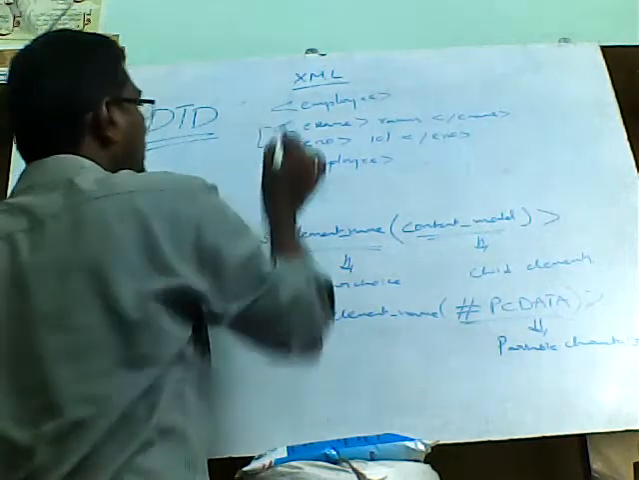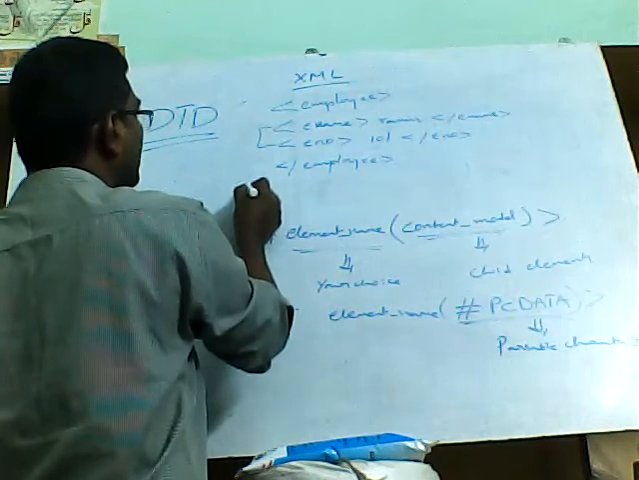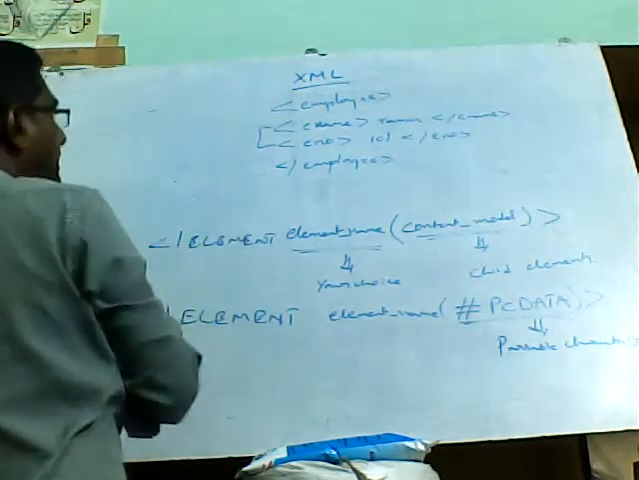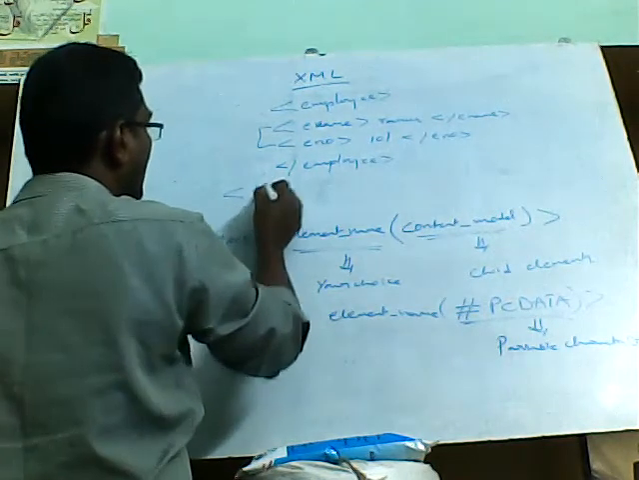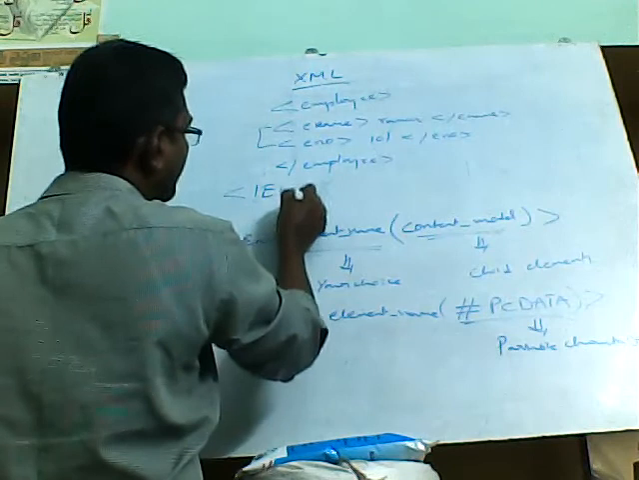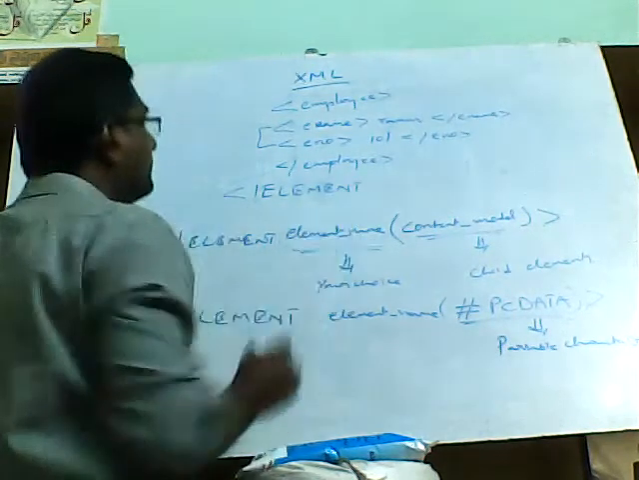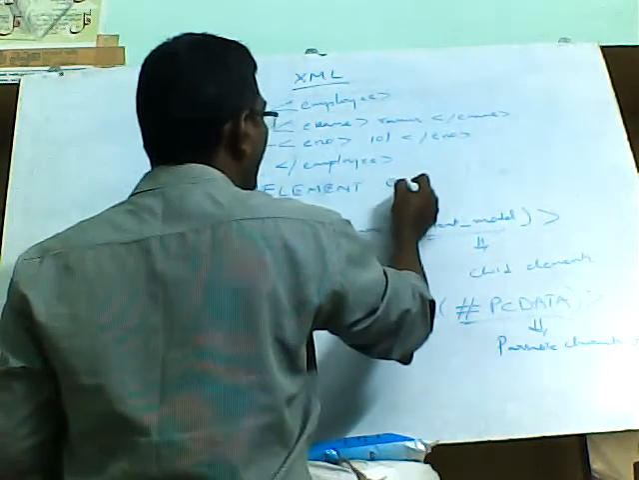So how to write the definition here? How will I write it for the root element? See here: less than, exclamation mark, followed by ELEMENT, followed by the root element name here, employee.